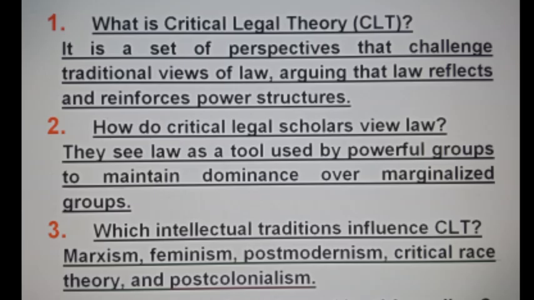The first question, what is CLT or critical legal theory? CLT is a set of perspectives that challenge traditional views of law, arguing that law reflects and reinforces power structures. How do critical legal scholars view law? Critical legal scholars see law as a tool used by powerful groups to maintain dominance over marginalized groups.